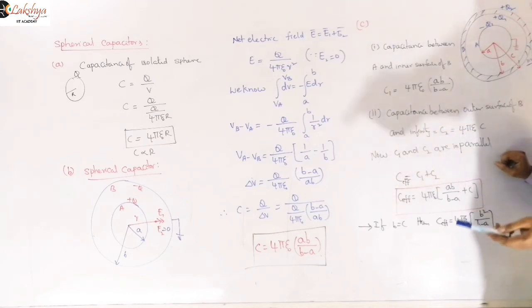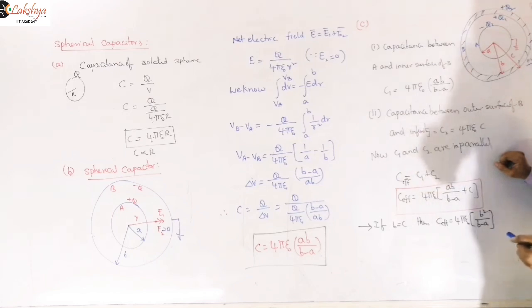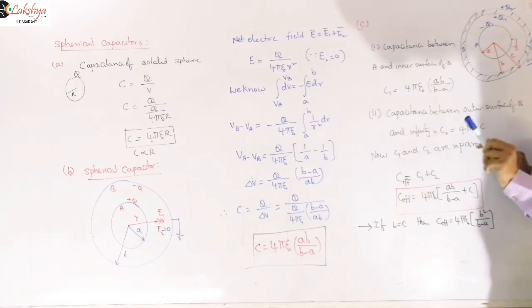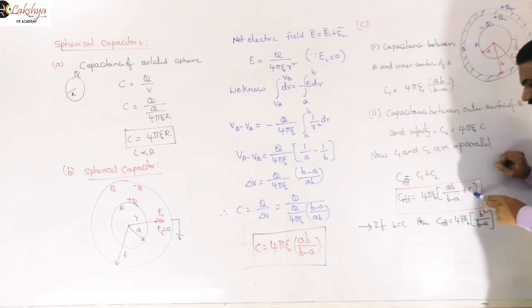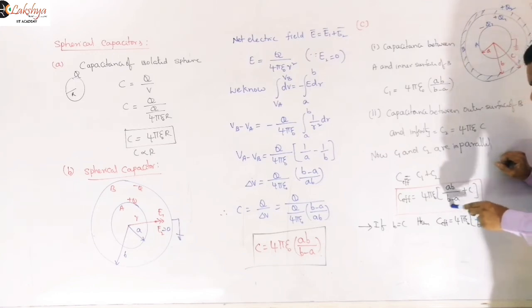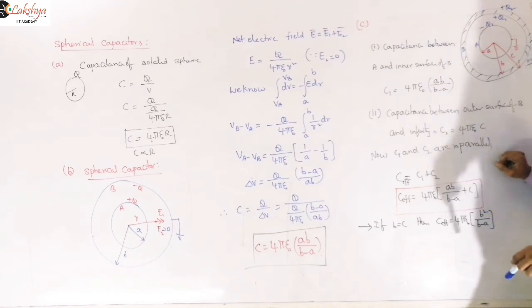Now here you may get a case where B and C are equal. B and C equal means the shell B is a thin shell, and the thickness of the shell is negligible. Then you can replace C with B, and if you take the LCM, you get this expression. B square minus AB you will get, so the AB term will be cancelled, and you get B square by B minus A.